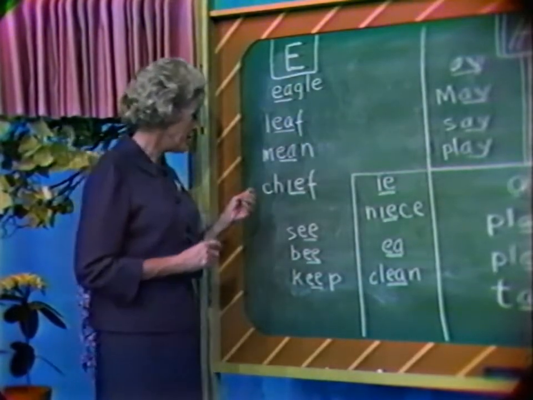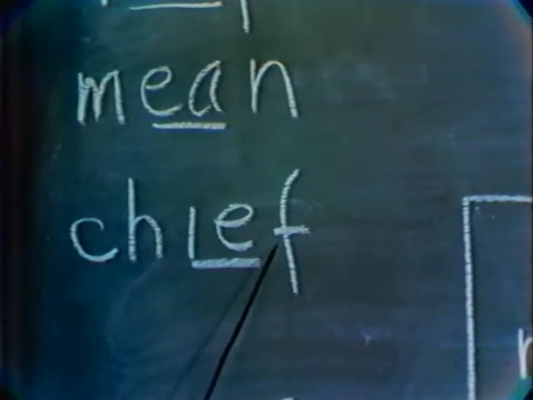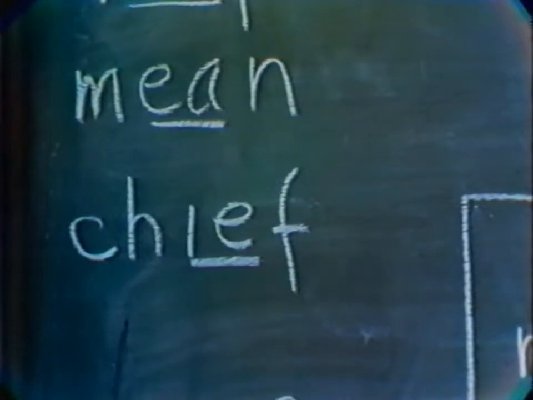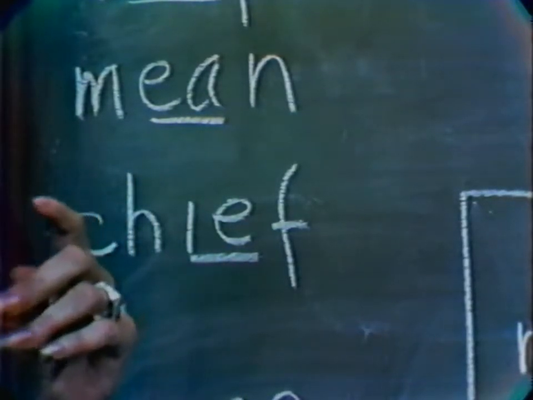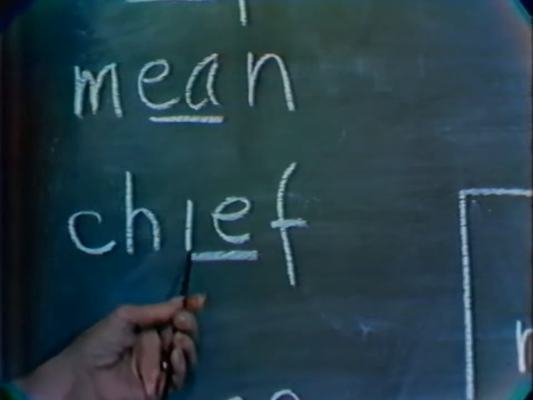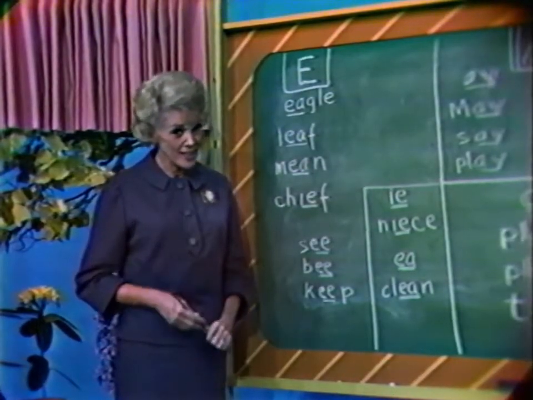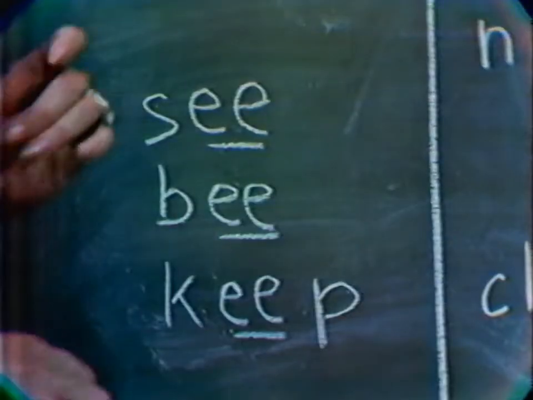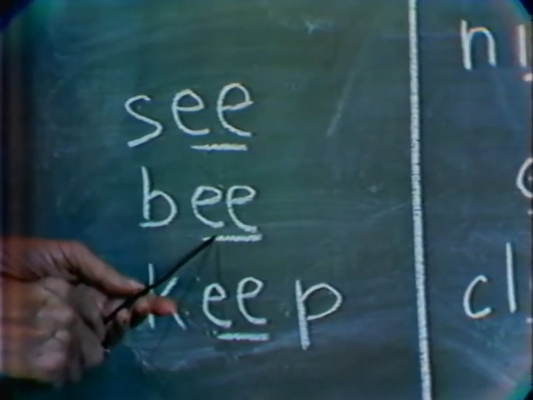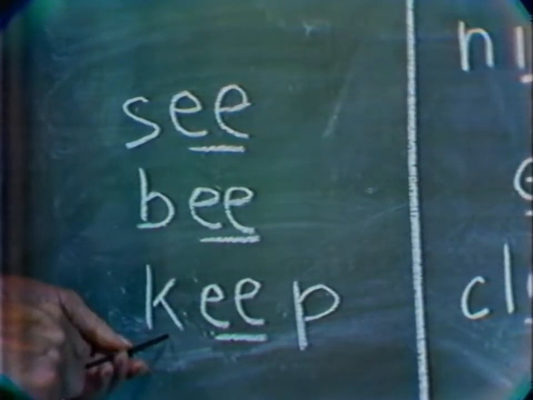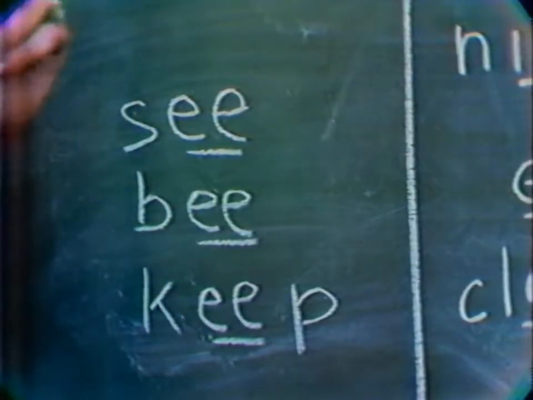Now look at this word. C-H-I-E-F. Chief. Big Indian chief. The E sound is spelled I-E this time. And there's even another way to spell the sound E. Can you guess? Well, look at these words. See, keep. That's right. Two E's together make the sound of E.